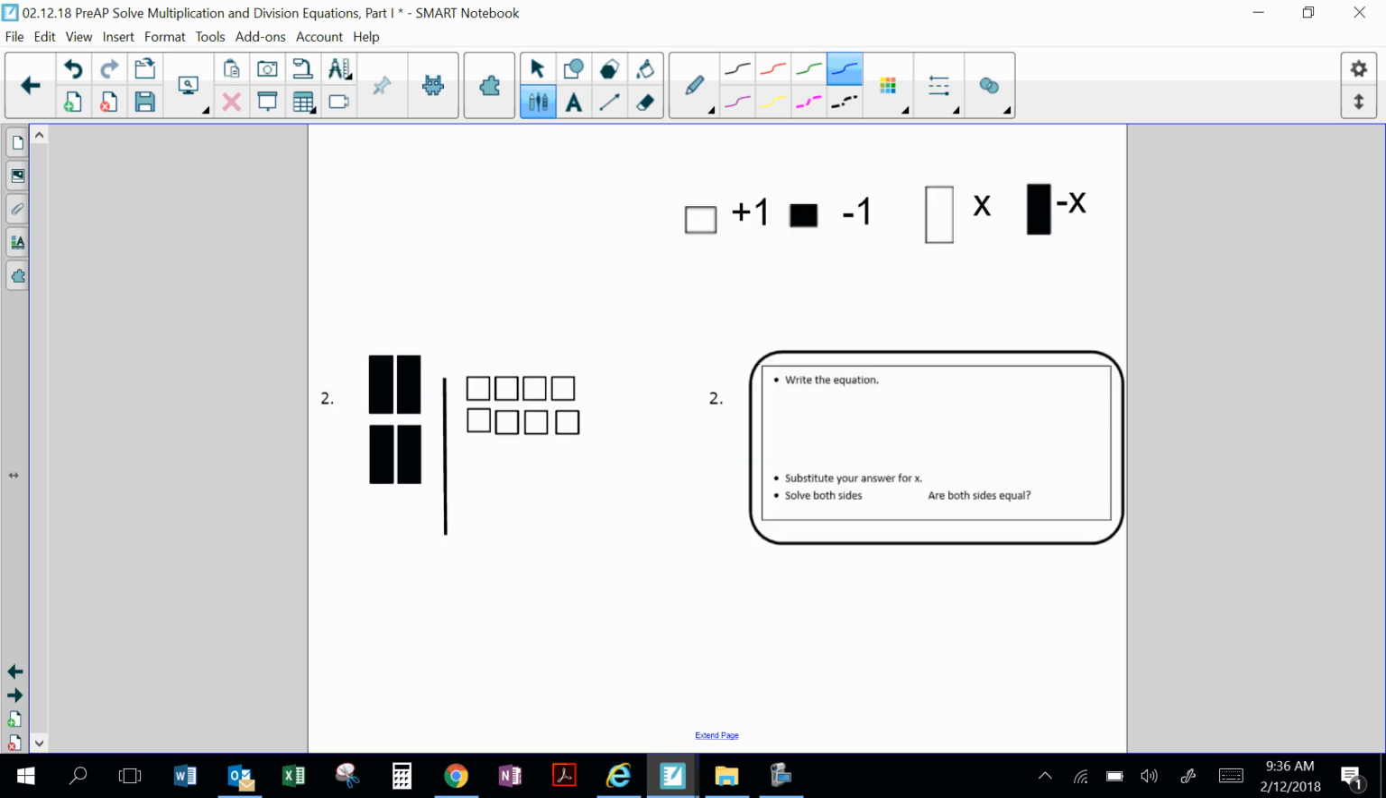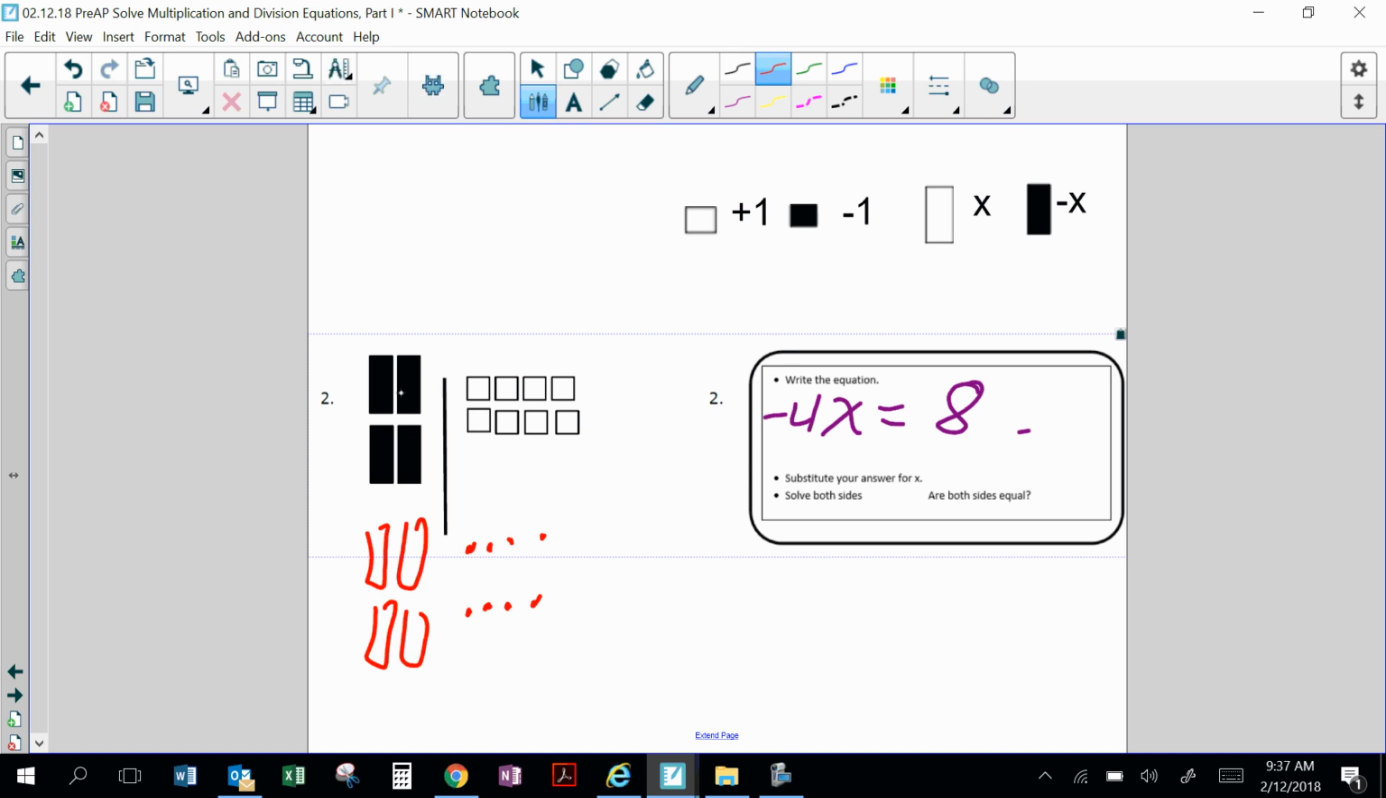Question number 2 now. Can we translate this model into an equation? What would this be as an equation? Did you write down -4x equals, using the model key, 8? Let's draw this now. So are we solving for negative x's or are we solving for x's? We're solving for x's. So I need to do the opposite of it because I'm solving for x. So opposite of -4x is 4x. Opposite of 8 is -8.